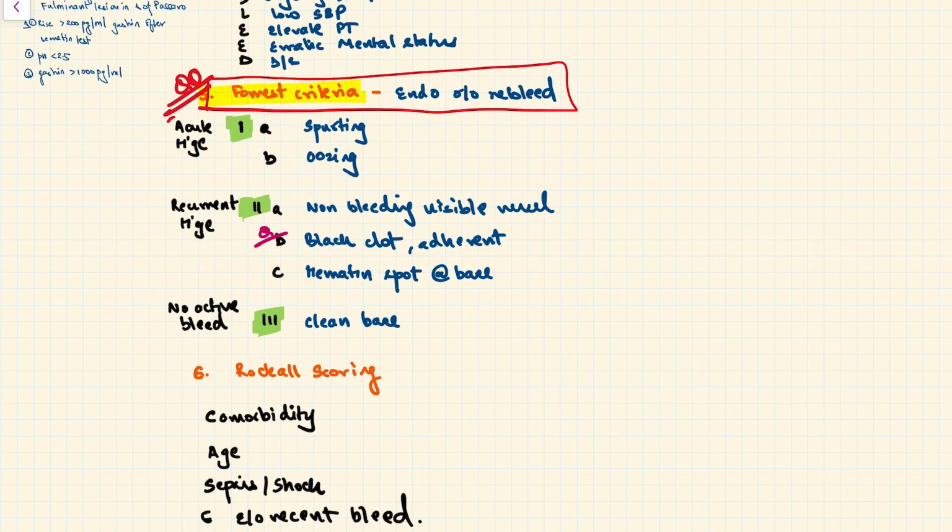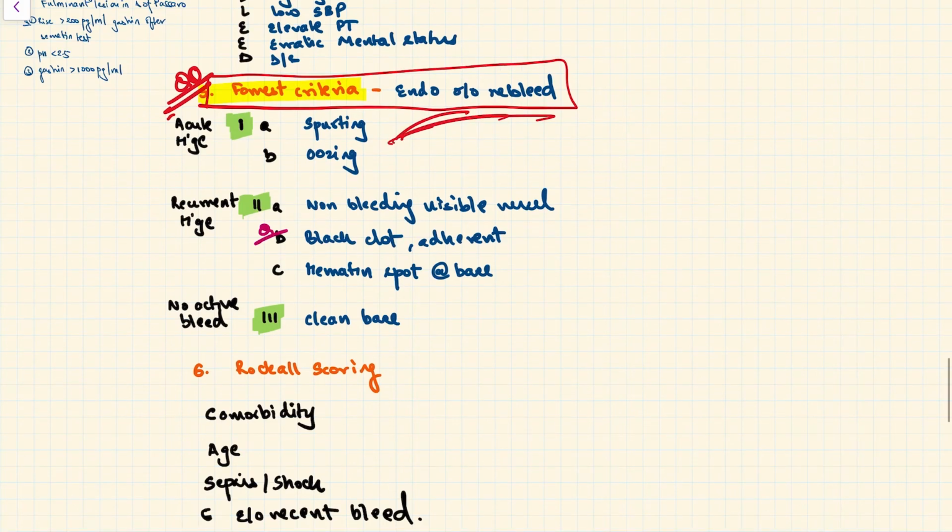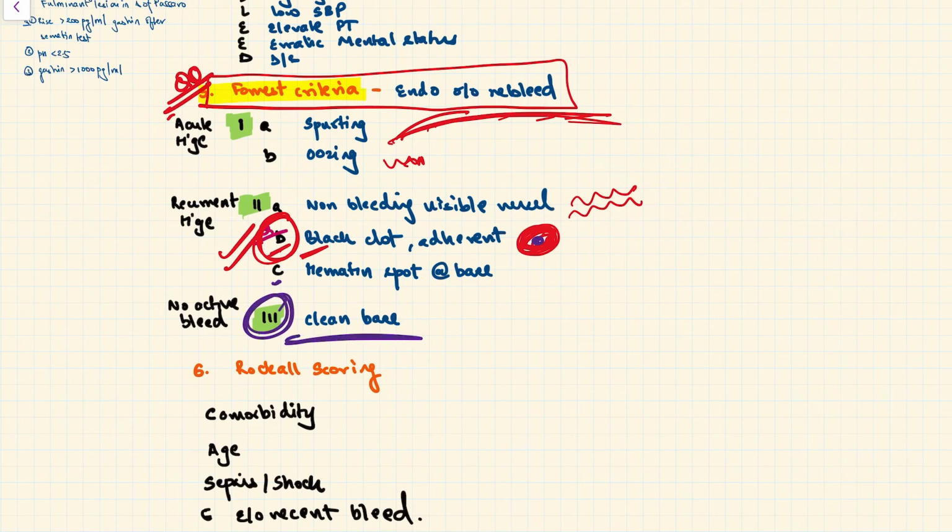1A is that you will see visible spurting when you insert the endoscope. In 1B there will be ooze of blood, okay? So in 1A there will be spurting of blood, and here there will be just oozing of blood. 2A, there is a non-bleeding visible vessel, right? You can see the vessel, but there is no bleed. 2B, this is the one, this is asked always, okay? Remember B for black, so there will be a black adherent clot. All right, so that is 2B. 2C is there will be hematin spot at the base, and 3, there is no active bleed and the base is clean, right?